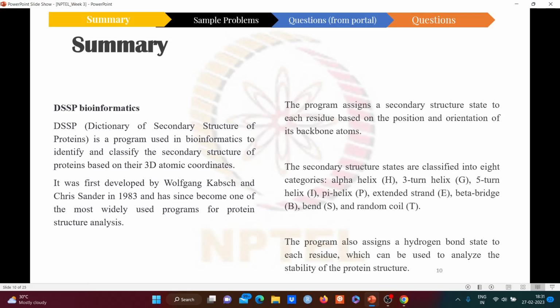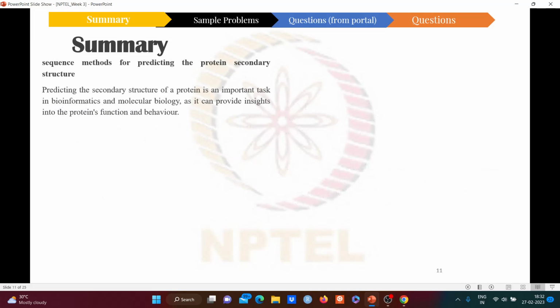The secondary structure information generated by DSSP is used to annotate the PDB files, making it easier for the researchers to identify the structural motifs and compare protein structures across the different species. Overall, DSSP is a powerful tool for studying the protein structure and function, and its widespread use in the scientific community has helped to advance our understanding of biological systems at the molecular level.